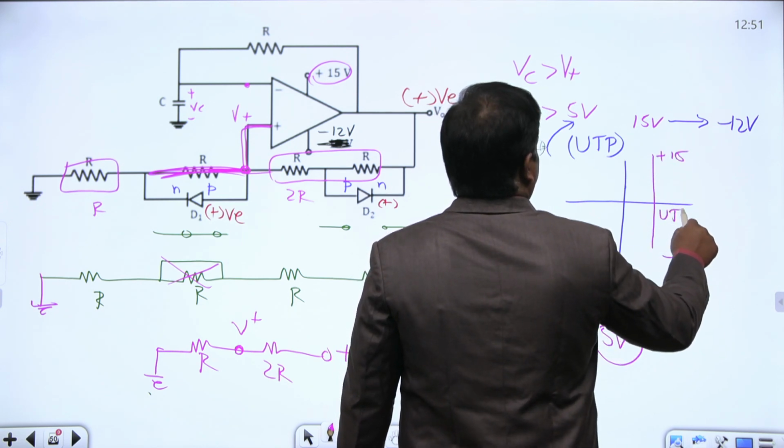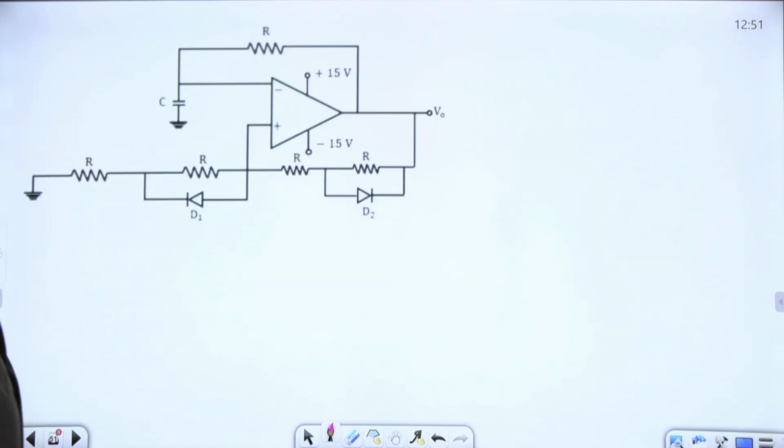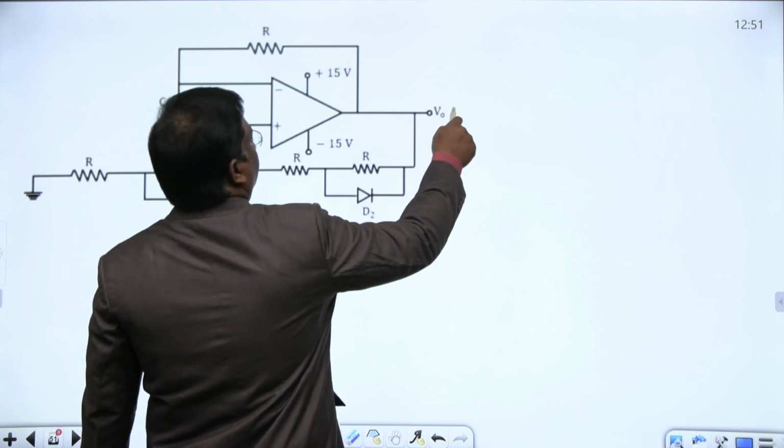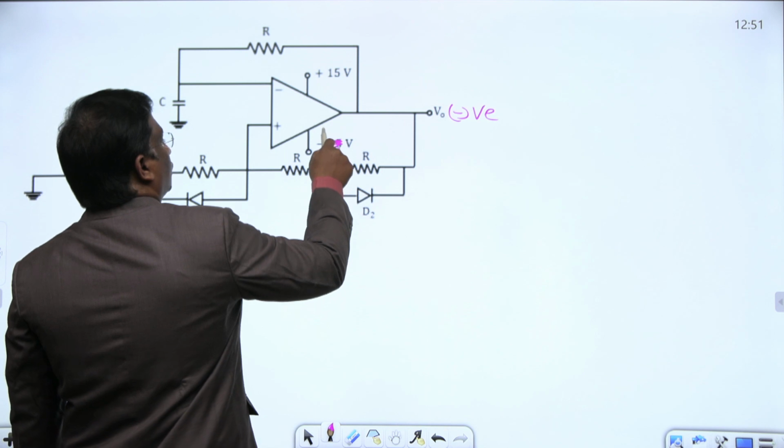UTP point. Okay, let's move on to the next one. When V out is negative, minus 12 volts, I am talking about this value, minus 12 volts.